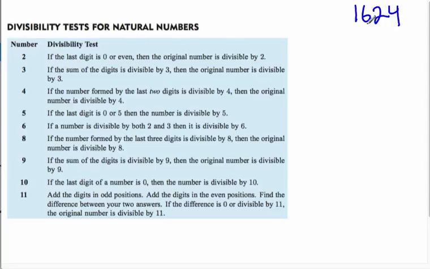So we're going to look at the number 1624, and we're going to test to see if it's divisible by 2, 3, 4, 5, and so on. And there's a rule for each one. So let's check out the rule for divisible by 2.